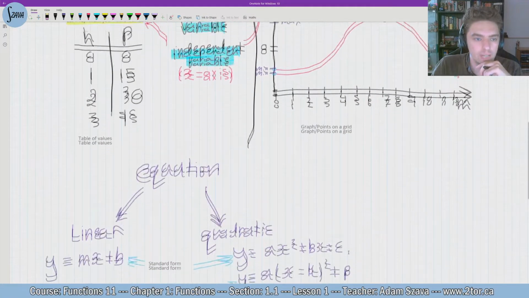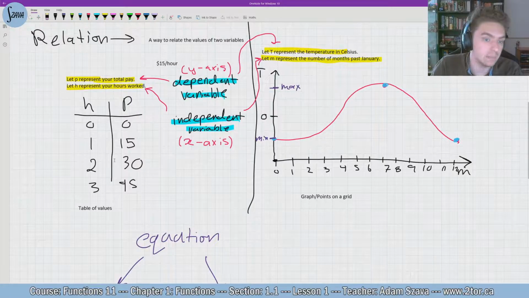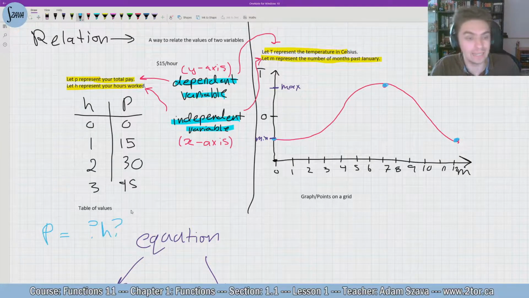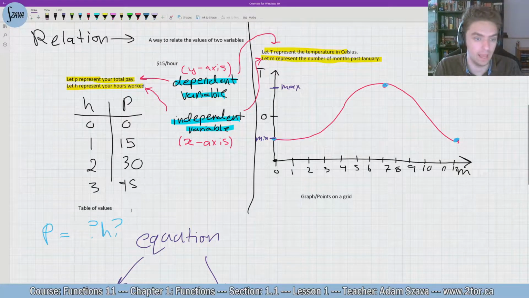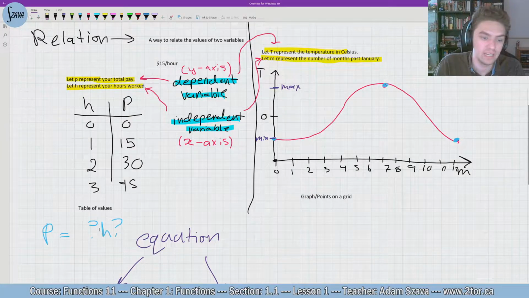So an equation can describe these 3 other methods, right? An equation is kind of the best way to do it because an equation can create a table of values. So if I can make some sort of equation that tells me my pay based on the number of hours I worked, right? I need to know the number of hours I worked to get my pay. And so we say here that P is equal to something happening to H. Maybe 2 times the number of hours I worked plus 5, something like that, right?